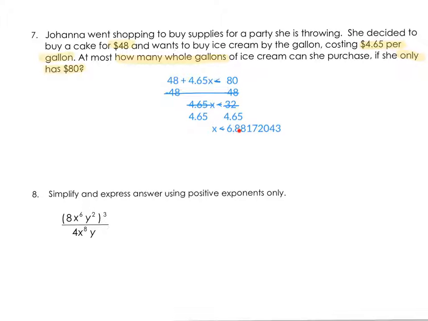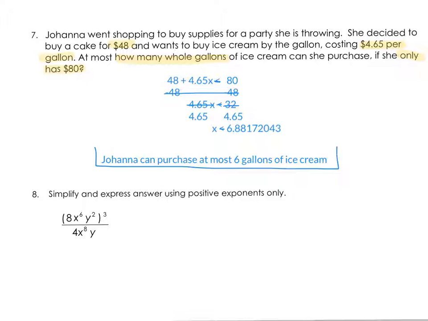So if she can't spend more, we know that the x has to be less than this. The most that she can buy is 6 gallons. She doesn't have enough for the 7th. So my final answer is that Johanna can purchase at most 6 gallons of ice cream. So at most the 6 gallons. Okay, on to the last one.